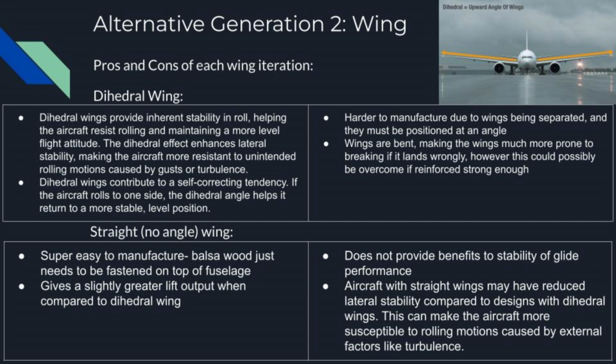So for the straight no angle wing, it was super easy to manufacture since balsa wood just needs to be fastened on top of a fuselage. It also gives a slightly greater lift output when compared to a dihedral wing. However, some cons are that the straight wing does not provide any benefits to stability of glide performance, and aircraft with straight wings may have reduced lateral stability compared to designs with dihedral wings.